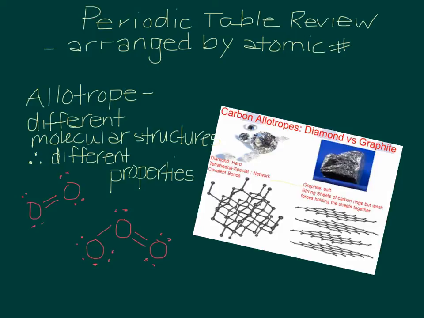So let's talk about what an allotrope is. This comes up a lot on the Regents exam. First of all, an allotrope is the same element, but that element has a different molecular structure, therefore it has different properties. The first two that I talked to you about were oxygen and ozone.